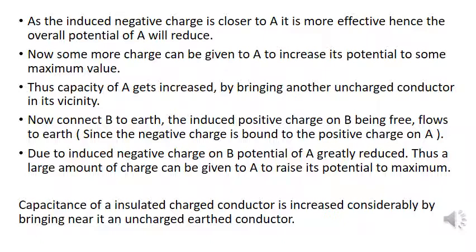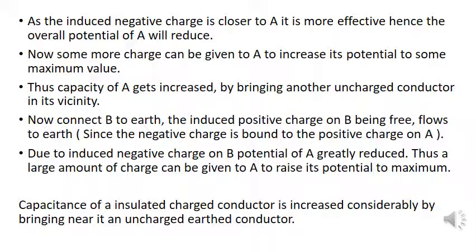Now connect B to earth. The induced positive charge on B, being free, flows to earth, because the negative charges are bound to the positive charges of plate A, so they will not flow to the earth. Due to the induced negative charge on B, the potential of plate A is greatly reduced. Thus, a large amount of charge can be given to plate A to raise its potential to the maximum value.